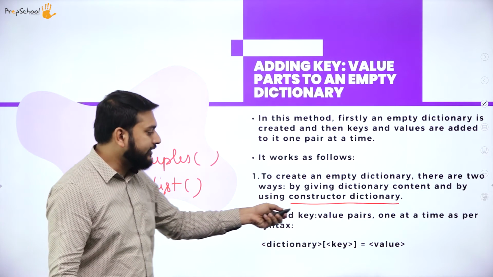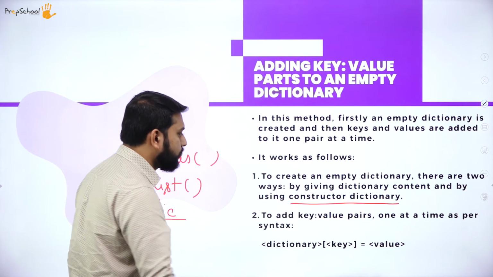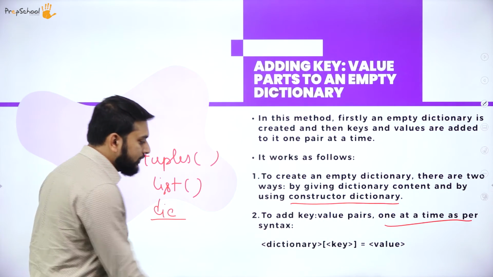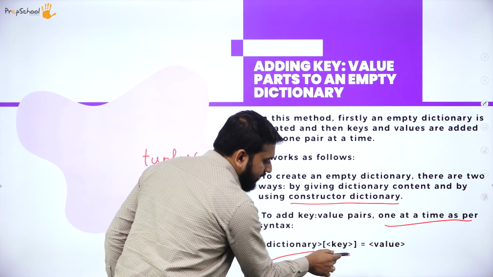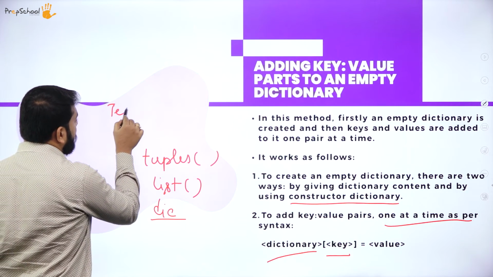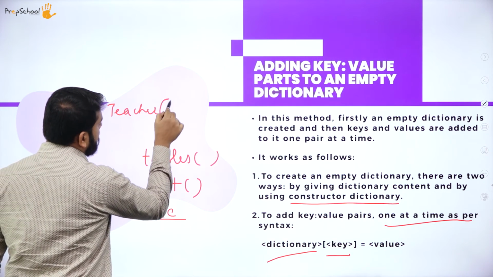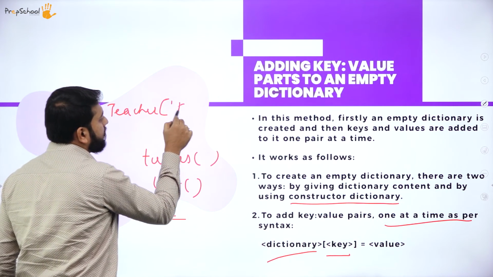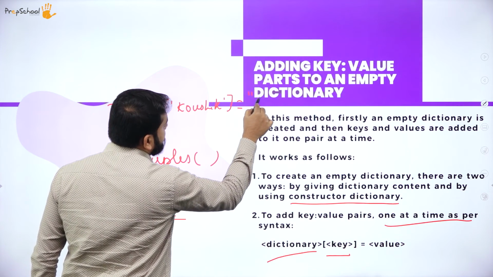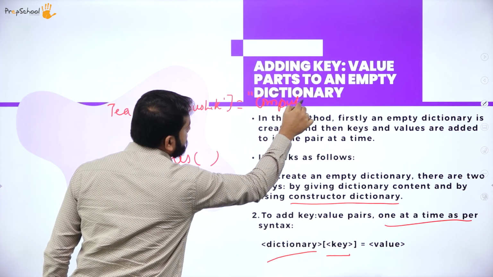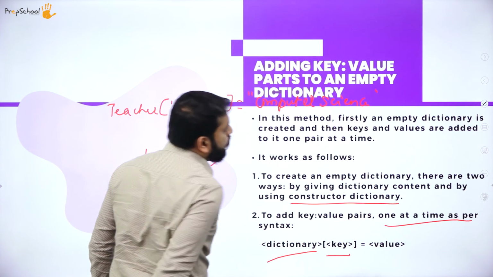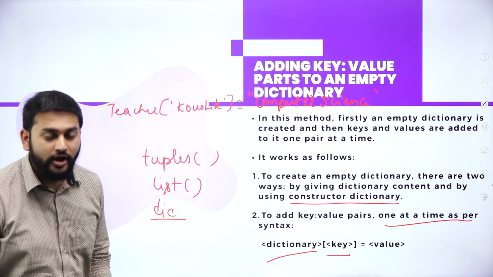Okay, to add a key and value pair, please remember, one at a time, as per the syntax. You write the dictionary name, then the key, and is equal to the value. Let's take teacher. Okay, teacher. Let's write Kaushik as the key that I am giving, and the value is computer science. So this is the value. This is how I will be adding the pairs of key and value to the dictionary one by one.